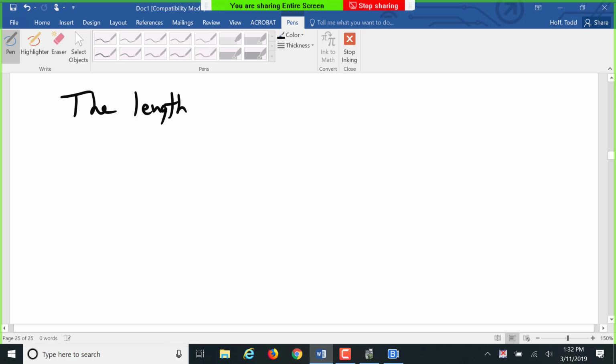let's look at another less silly example. The length of a rectangle is 11 inches longer than its width.